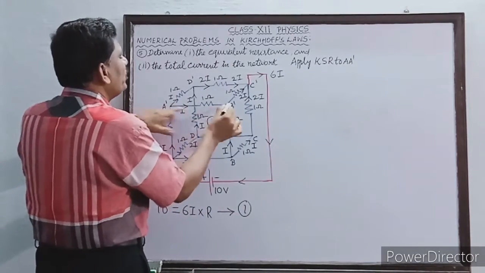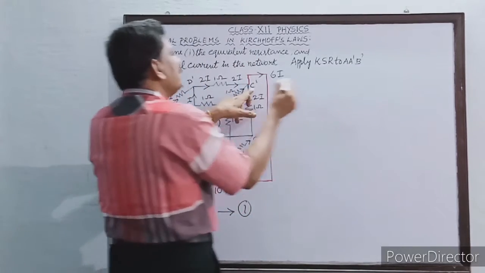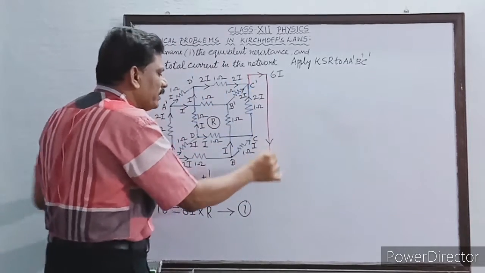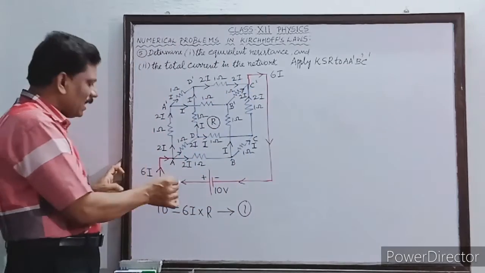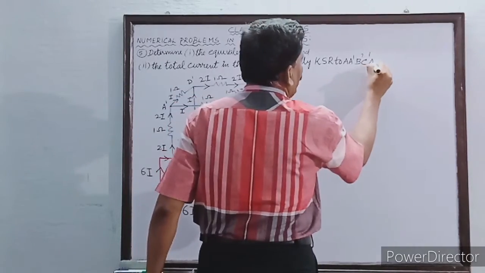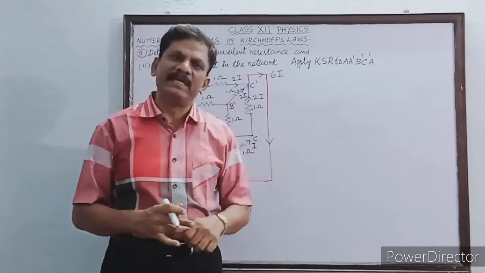So the loop goes from A to A dash. Then from A dash you go up to B dash, then from B dash you go up to C dash. From this C dash you come through this wire up to the battery and follow up to the point A. So the final point of the loop will be A. We started from A and we are returning back to A itself.